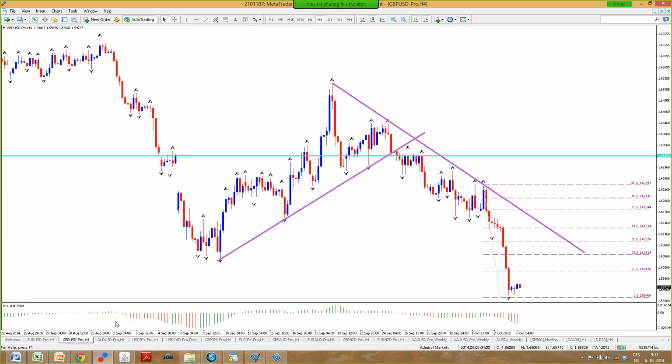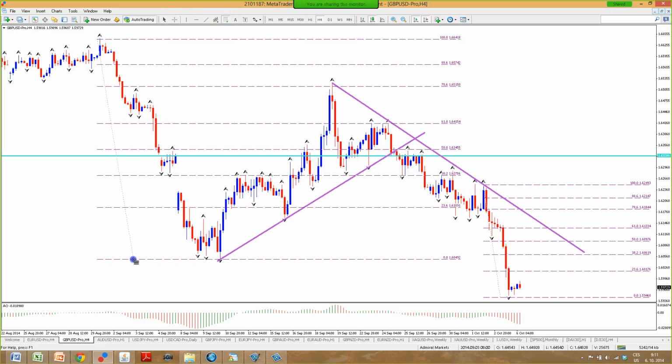All right, let's take a look at the pound dollar. Pound dollar, in all honesty, is quite similar to the euro dollar. Also, pound is showing bearishness, basically. And if we put a fib on this swing high, swing low, you can see price stopping at the 78.6 fib.